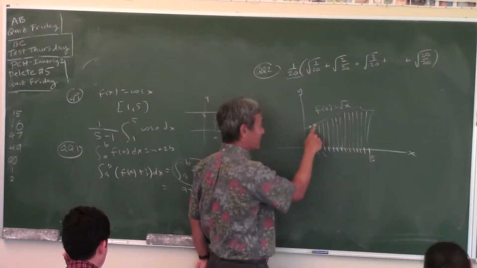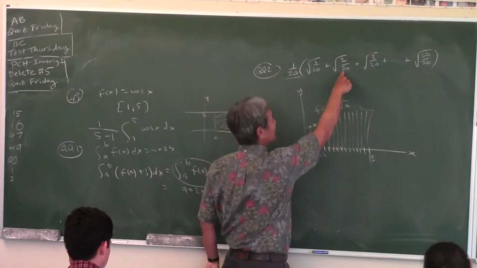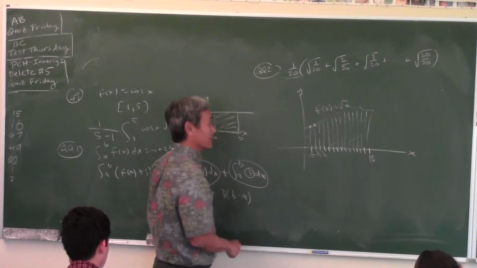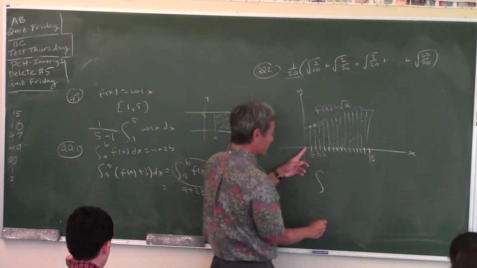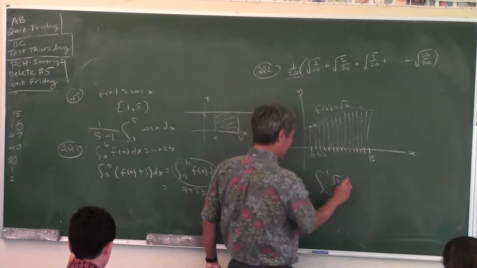Isn't it the y-coordinate of that point? How do you find that? You take the x value and you plug it into this, that's how you get that. So therefore, this area represents what integral? The integral from 0 to 1, and what's the function? Square root of x dx.